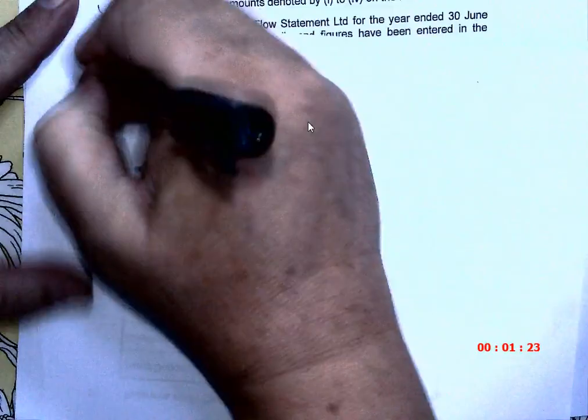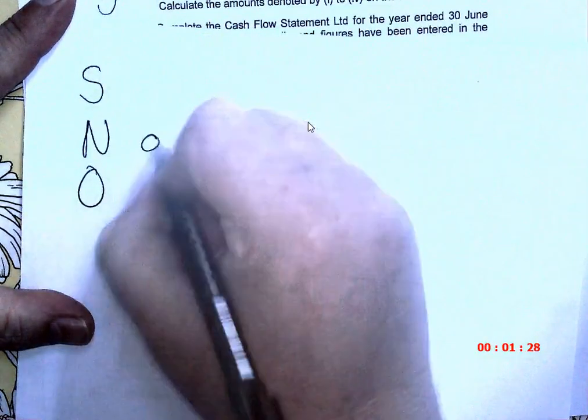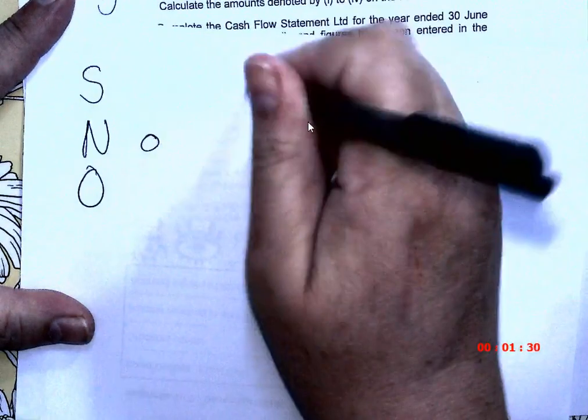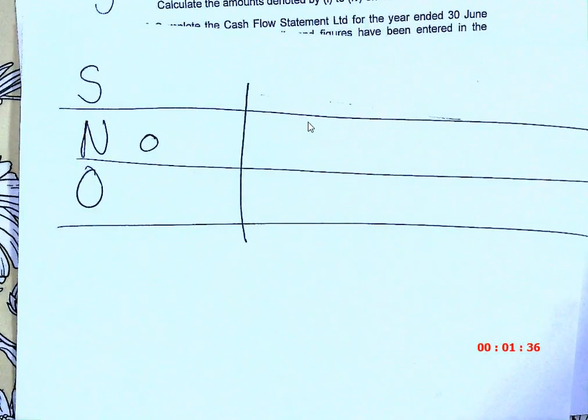Now I see number 3 is the depreciation. Now when I do depreciation, I want sold, new, old. New, I know, 0. Okay. I'm going to do it like this so I can do my calculations here. Okay. So now let's look.